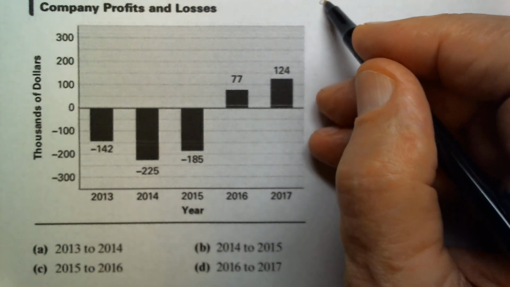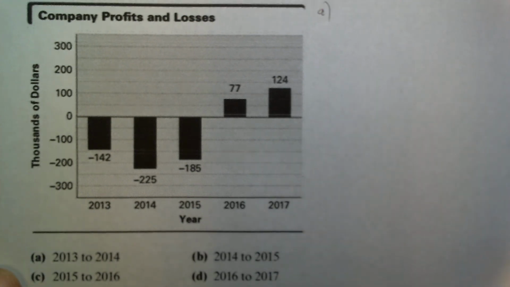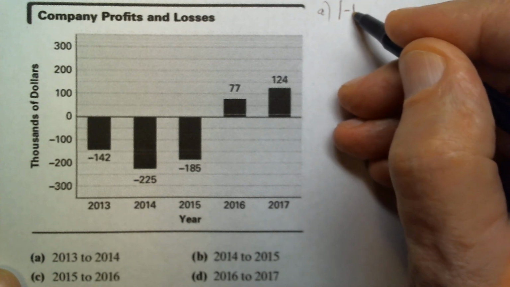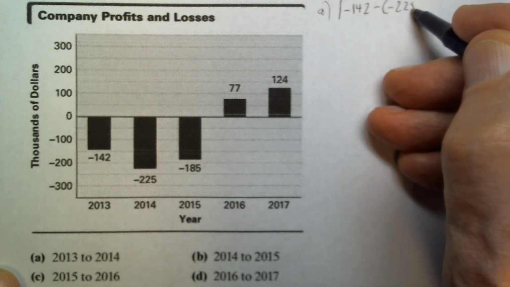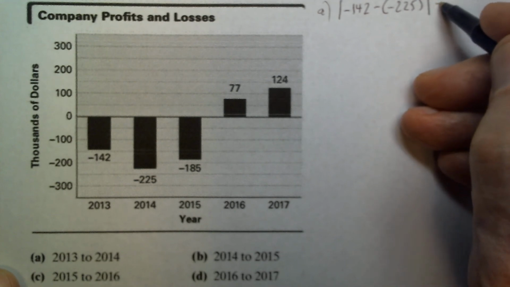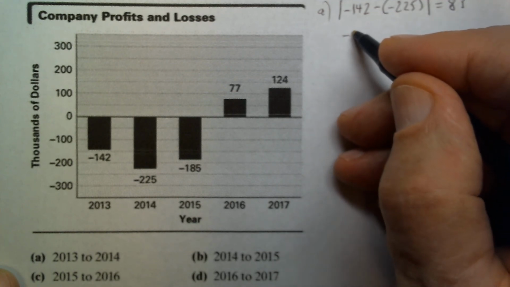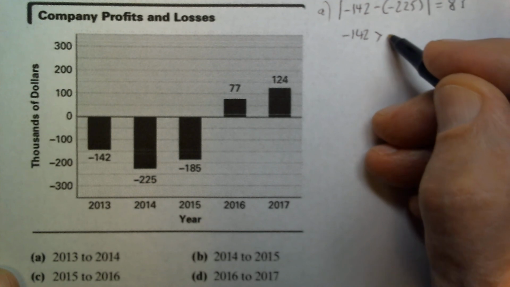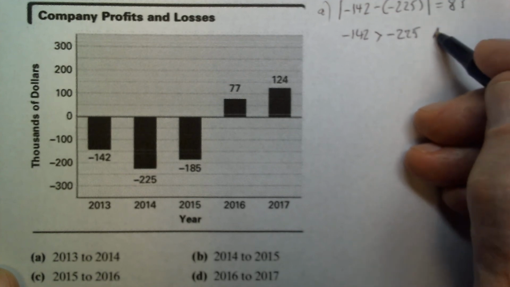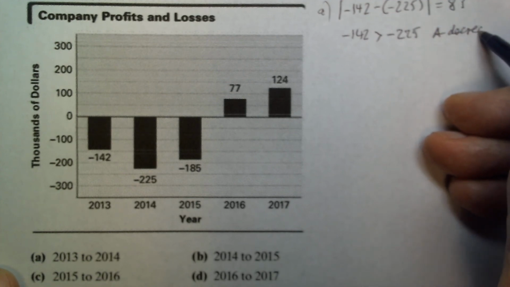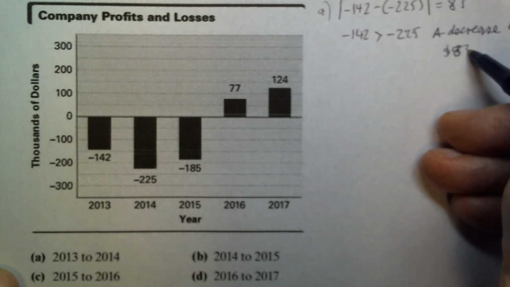So for A, for 2013 to 2014, we have the difference between minus 142,000 and minus 225. That's equal to $83,000. But because minus 142 is greater than minus 225, it's a decrease. So in other words, the answer is a decrease of $83,000.